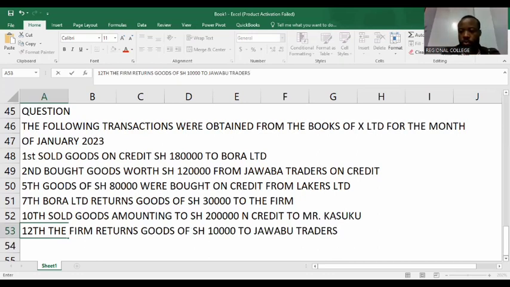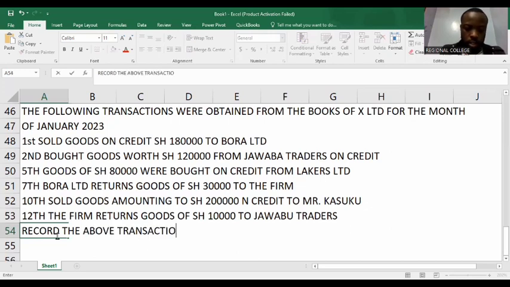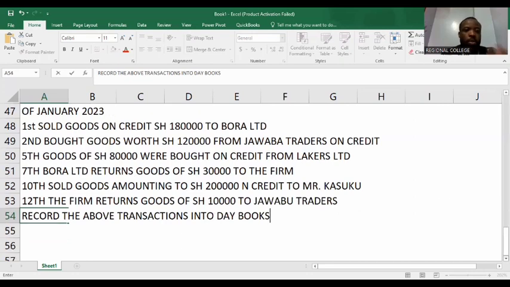So the question says, record the above transactions into day books. Remember, this is now the first transaction that the business is making, by making them on credit, returning them back.